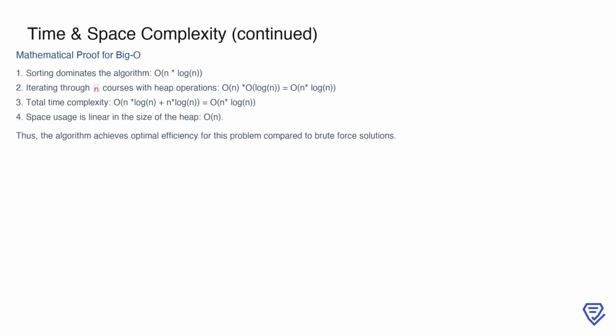For space complexity, the heap is the primary contributor, requiring O(n) space in the worst case. This linear space usage ensures that the algorithm remains efficient and scalable. By combining these properties, the algorithm achieves optimal efficiency compared to the brute force solution. This balance of time and space complexity makes it a robust approach for solving the problem of scheduling the maximum number of courses within their deadlines.